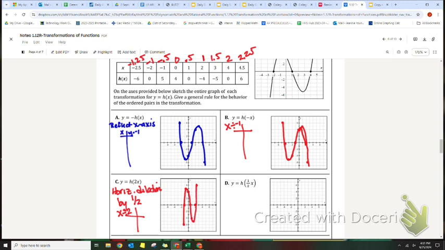All right, and so we had a horizontal compression, which means I'm going to squish it in from the left and the right because it's horizontal, so it should make it more narrow, and it did.